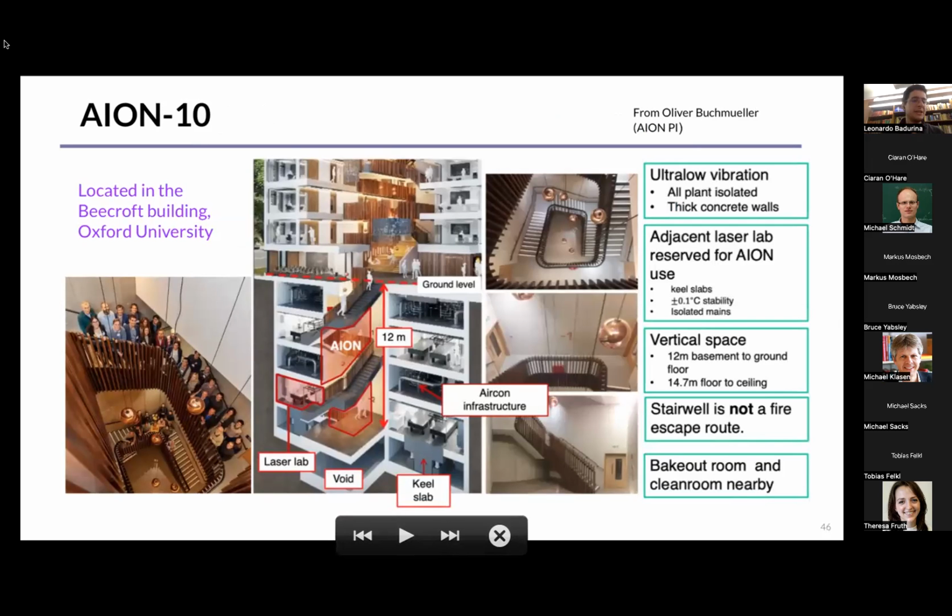Just to hone in on AION 10, as I told you, AION 10 will be located in this stairwell in the Beecroft building at the University of Oxford. This is a picture of some of the people who attended, I think, the second AION meeting. Unfortunately, I was in Italy at the time, so I was on Zoom, so I'm not in this picture. But anyway, here you see the stairwell. So you can imagine the laser coming in from the bottom of the stairwell being directed upwards, and the atoms being located along this stairwell, like so.